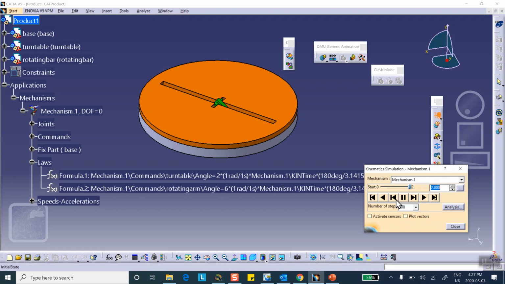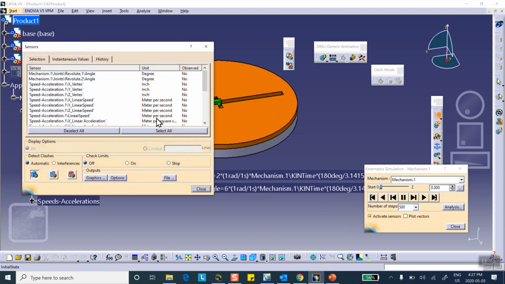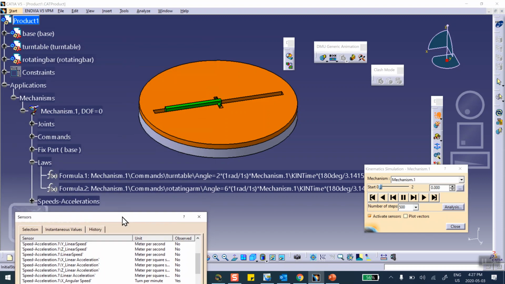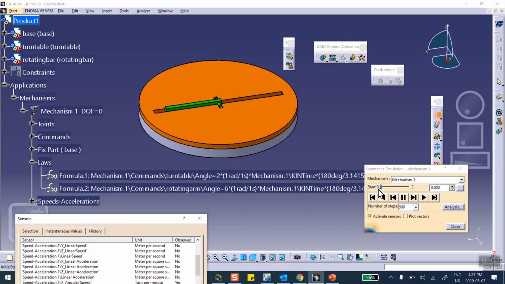Simulation with command, reset it, activate sensors. I want accelerations. Where are the accelerations? X component of angular acceleration, Y component of angular acceleration, Z component needs to be on. So we're going to move this thing here. And just to make sure that this goes a little bit faster, why don't I change this from 400 to, maybe, 300 steps. Okay, and let's run it.